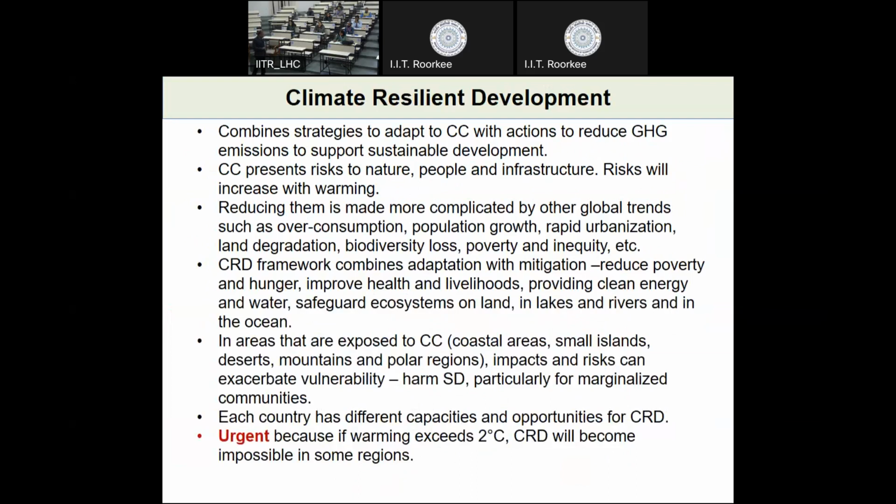So health aspects are there. Now, to overcome all this, IPCC has now been proposing what is called climate resilient development. What is climate resilient development? This is a development which combines strategies to adapt to climate change. You modify yourself so that the harmful impacts of climate change can be managed, and there are actions to reduce GHG emissions. So this is the mitigation part.